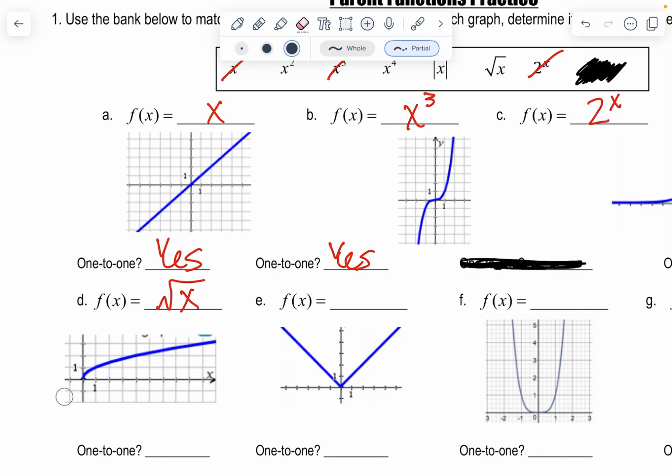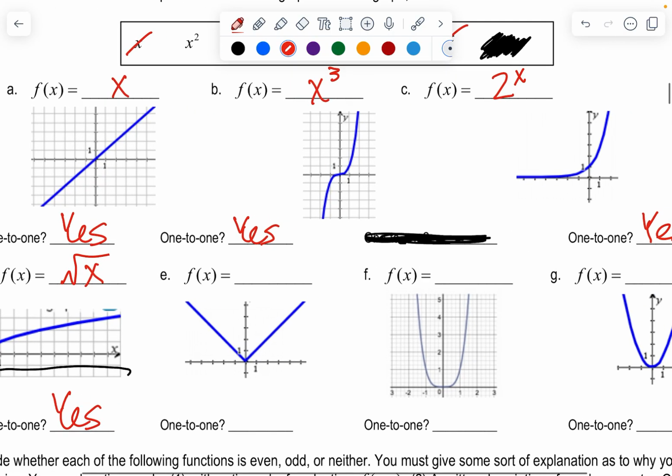So as I get rid of this circle, okay, I'll make a new horizontal line. As I do this new horizontal line, look, this is going to pass my horizontal line test. So we have yet again another 1 to 1 function.